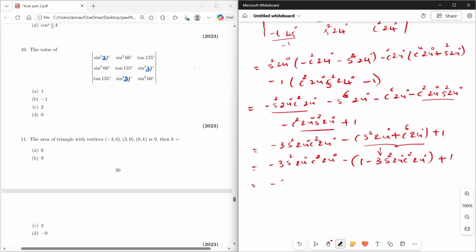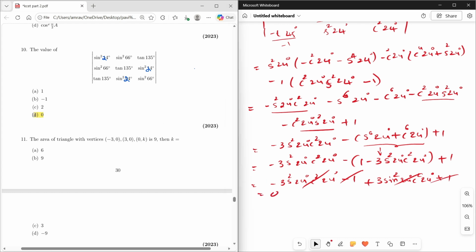So this is equal to minus 3 sine square 24 degree cos square 24 degree minus 1, minus into minus, plus 3 sine square 24 degree cos square 24 degree plus 1. So these two get cancelled, and minus 1 plus 1 gets cancelled. The answer will be 0. So which is the right option? Option D is the correct answer.